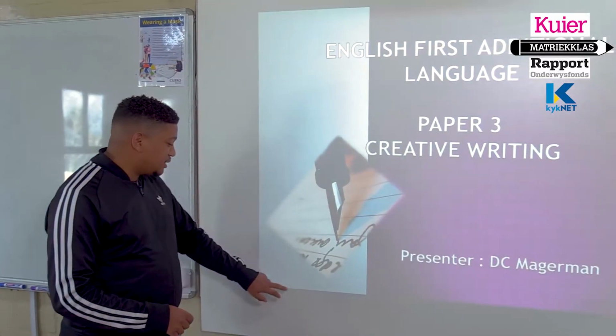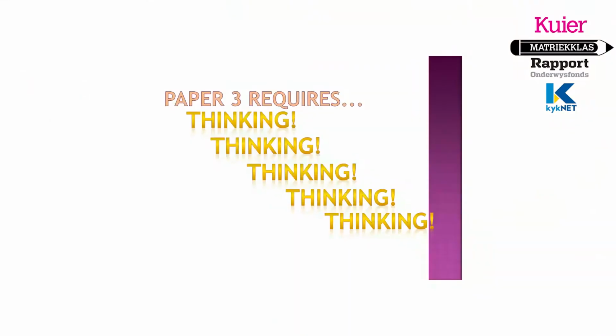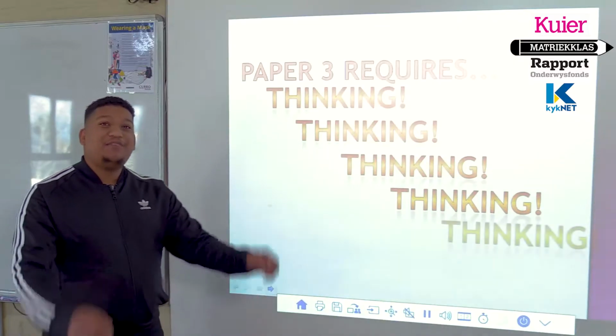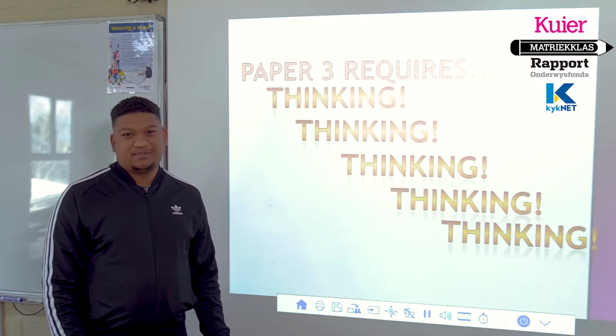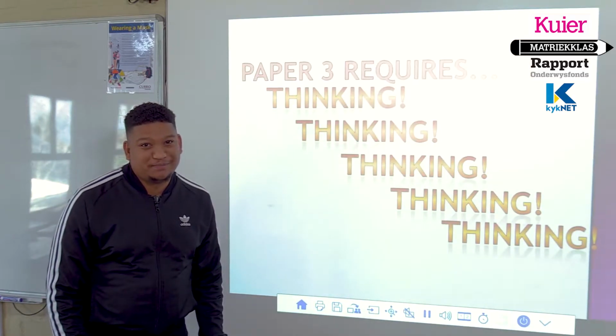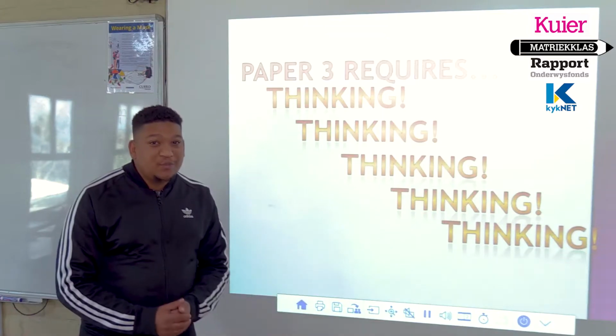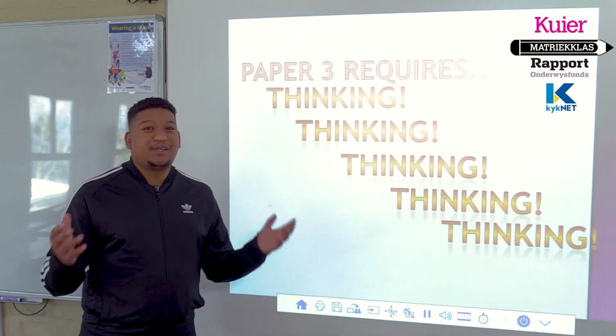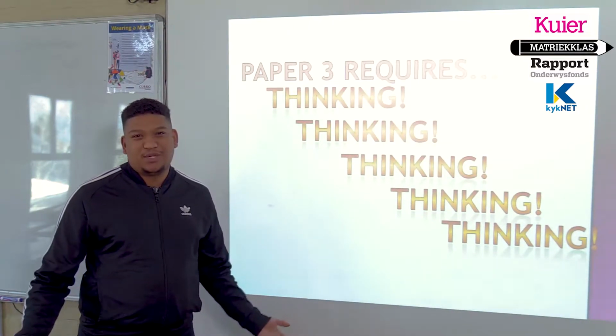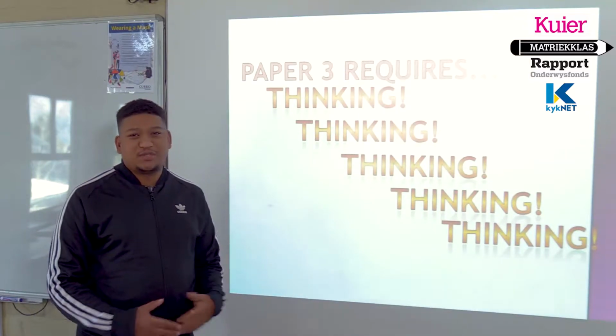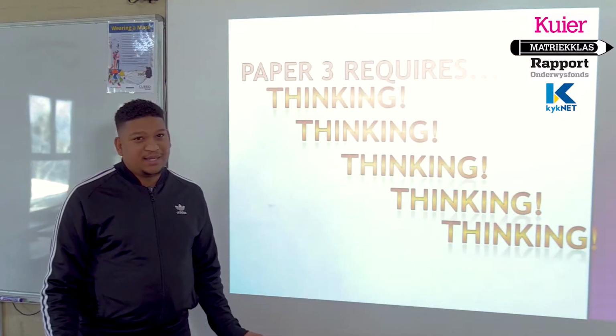Now on the screen you will see over here that I say paper 3 requires, and obviously grade 12, thinking. And if you cannot think, something is wrong with you. You need to think. When we go to bed, what is the first thing you do? You think of something to fall asleep. Obviously, no one just falls asleep. Then you're an alien if you do.